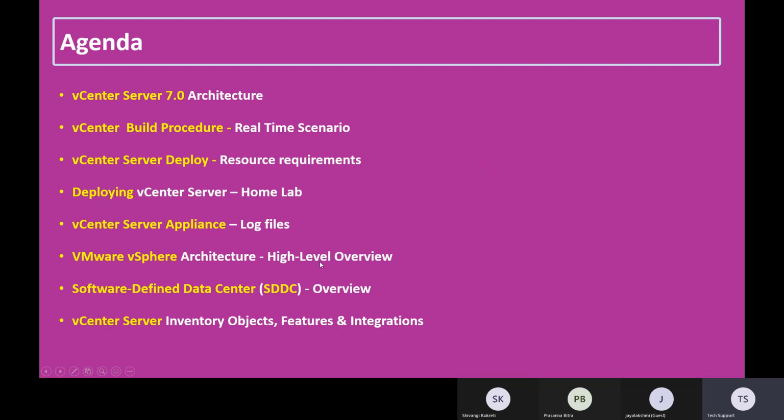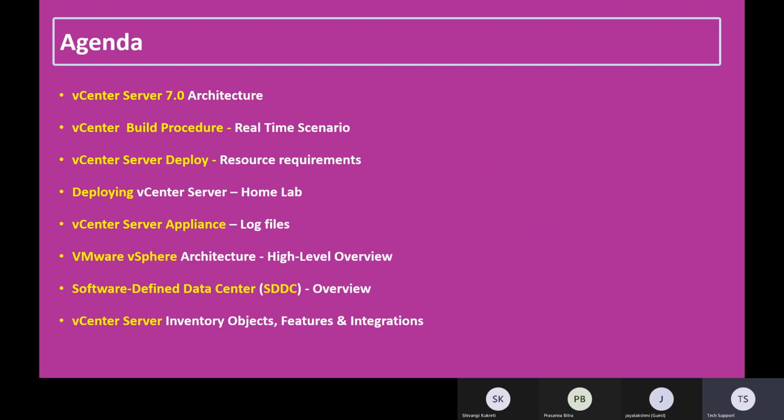During the high-level overview, one of the key points is SDDC, so we'll discuss what SDDC is, the software-defined data center overview. Finally, we'll end the session with vCenter Server inventory objects, features, and integrations. Once we are familiar with the vCenter Server inventory objects, features, and integrations, that is the completion of our VMware vSphere 7.0 course.